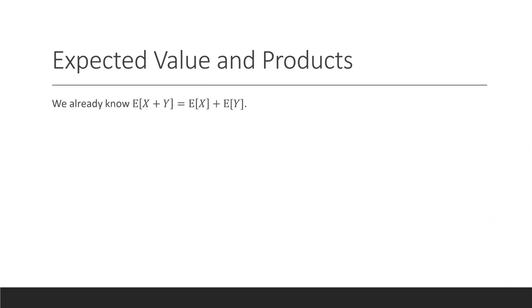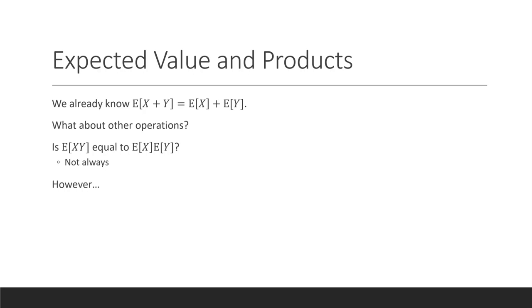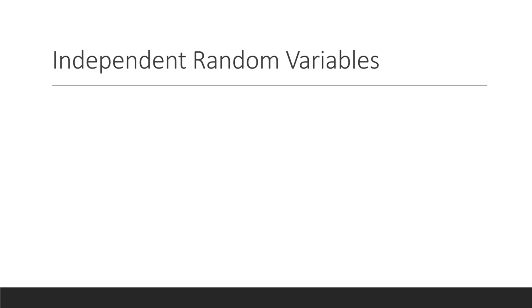We already know that the expected value of x plus y is the expected value of x plus the expected value of y. But what about other operations? For instance, is the expected value of x times y equal to the expected value of x times the expected value of y? Unfortunately, that's not always true. However, there's something called independent random variables.